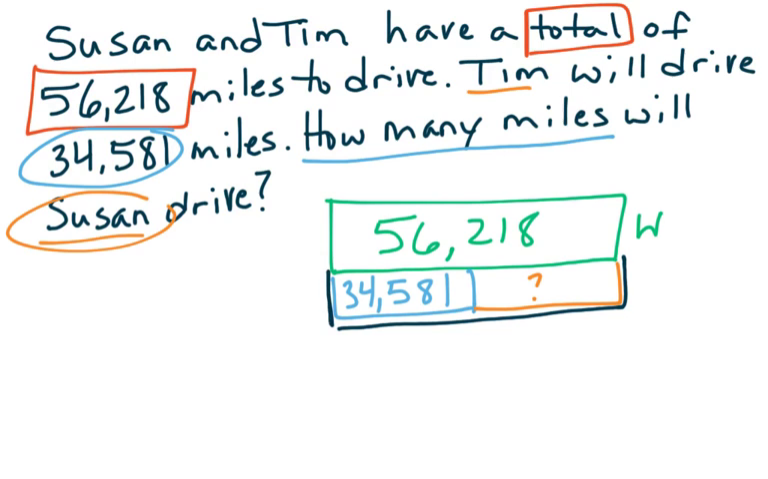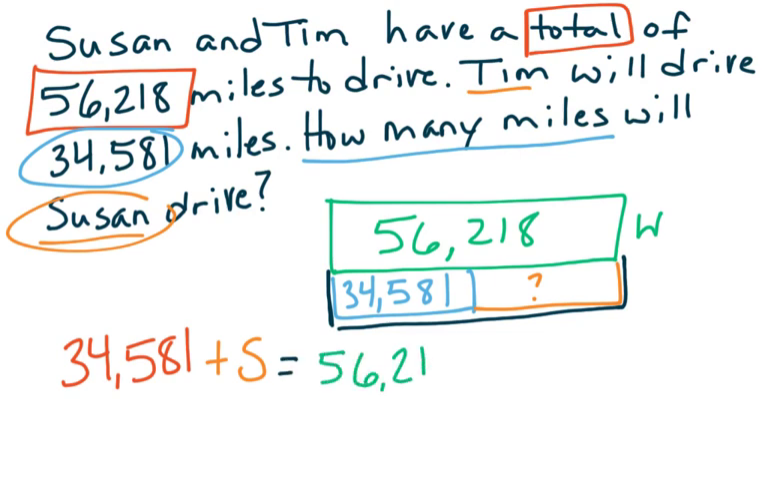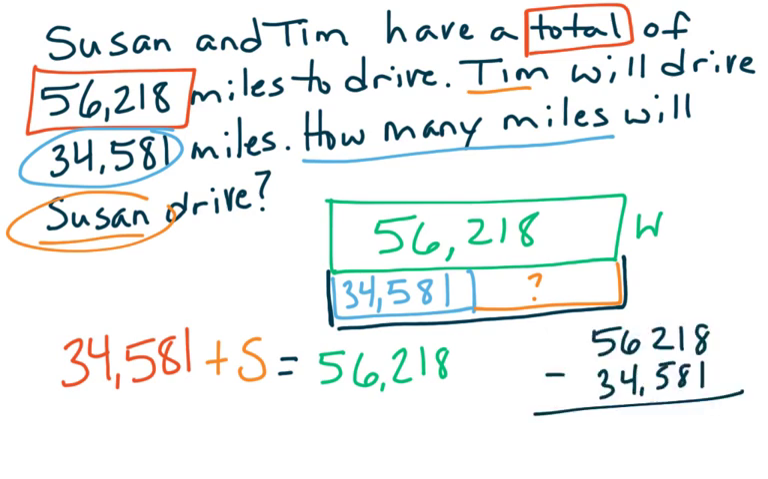So basically we have 34,581 plus whatever Susan drives would equal my whole of 56,218. This setup right here is a really good way for me to check my work at the end and make sure that, yes, in fact, my two parts do add up to my whole. In order for me to solve this problem, though, I'm going to need to subtract. When I am missing a part, I'm going to subtract. When I'm missing my whole, I'm going to add. So let's go ahead and subtract this problem.